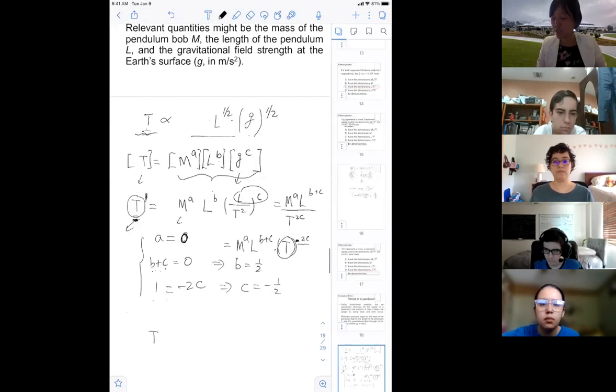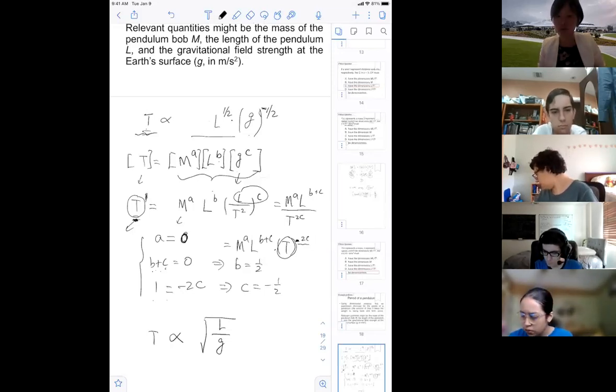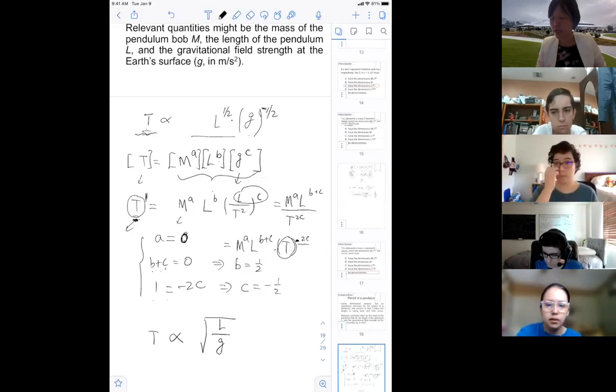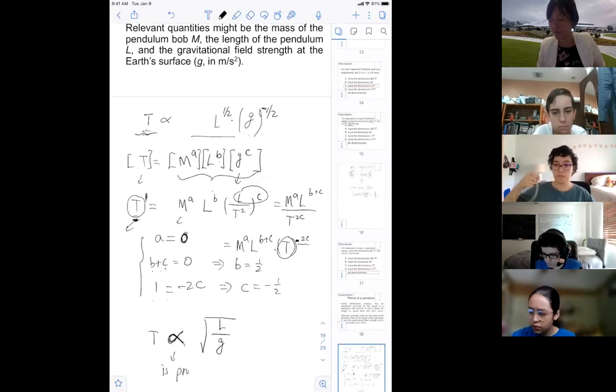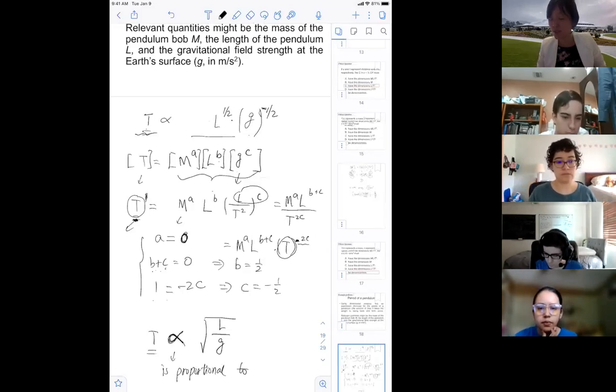So to summarize, it's proportional to L over G, and the square root of that, because G's exponent is negative 1/2, right? So G is in the denominator, L is in the numerator, and it's to the power of 1/2. I can just write it using the square root of L over G. You can see that this sign is like a little fish. This means it is proportional to, meaning that this is not exactly equal to that. There's still some constants here.